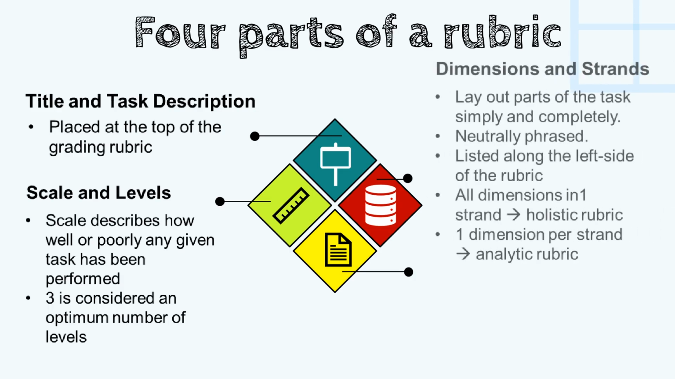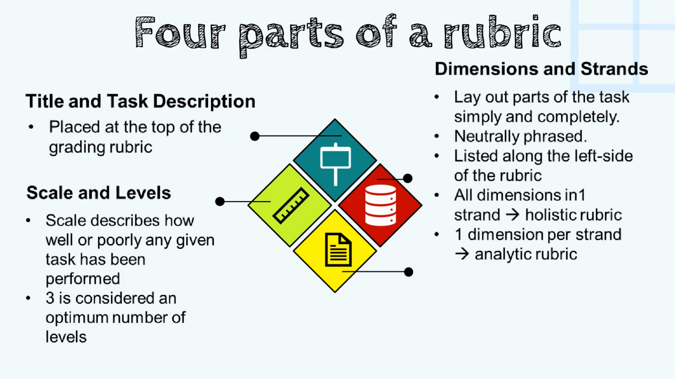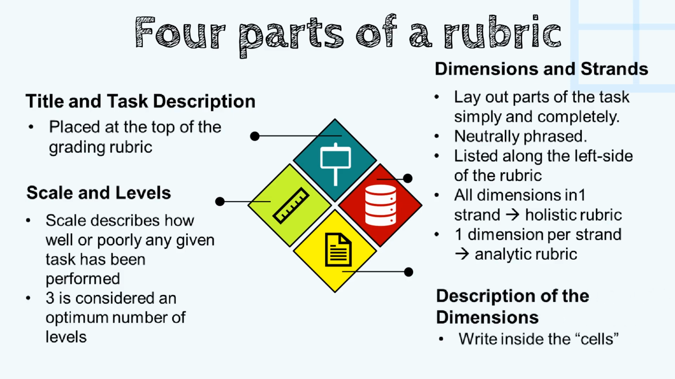Dimensions and strands are next. Dimensions lay out parts of the task simply and completely. They should be neutrally phrased and listed along the left side of the rubric. If all the dimensions are reflected in one strand, then it is a holistic rubric. If one dimension is reflected per strand, then it is an analytic rubric. The last part of a rubric are the descriptions. Descriptions describe a certain quality of performance that corresponds to a particular level for a particular dimension.